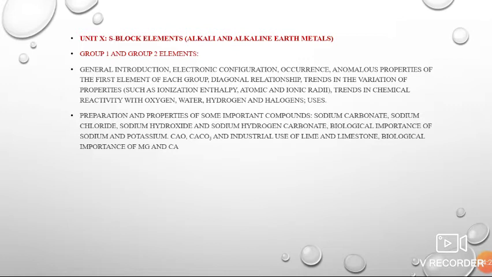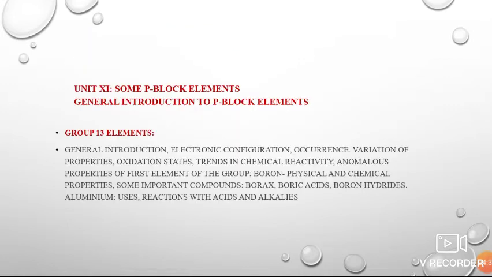In this chapter you will study group 1 and group 2 elements, their general introduction, occurrence and electronic configurations. Then after that their preparation and properties. Then unit number 11, some P block elements. In this unit you will study group 13 and group 14 elements. Again you will study the general introduction, electronic configuration and occurrence of them.